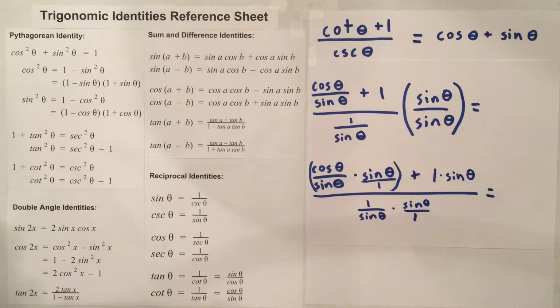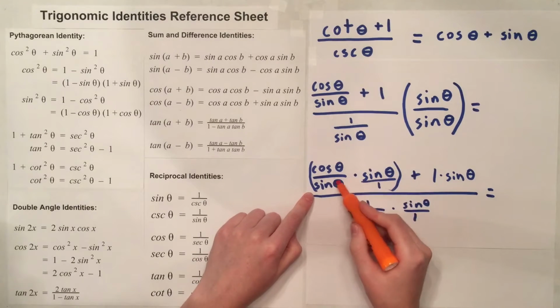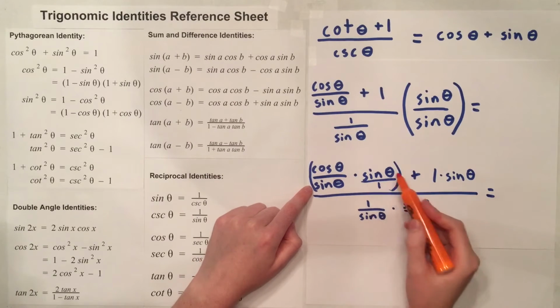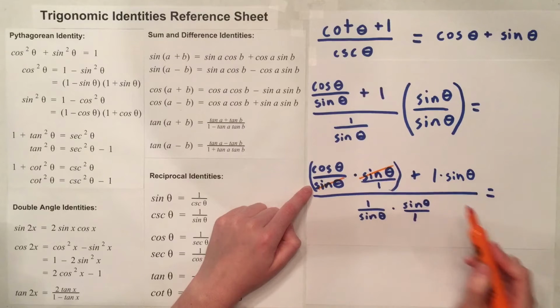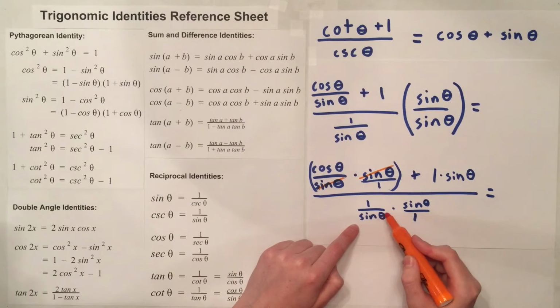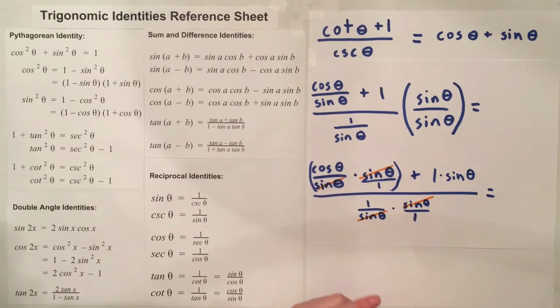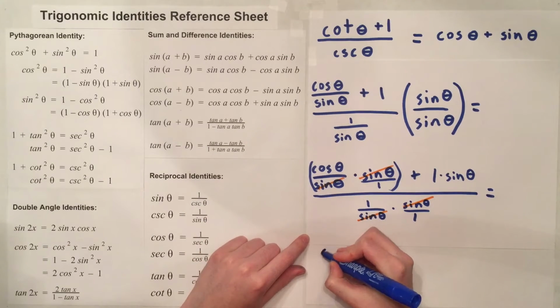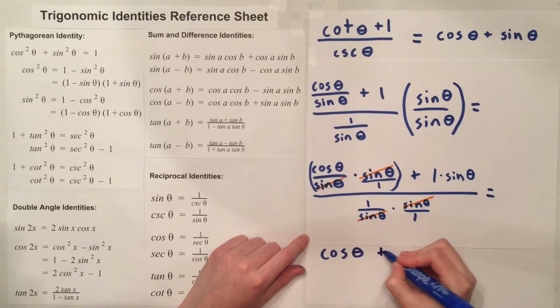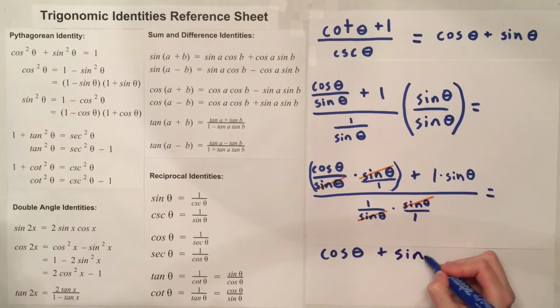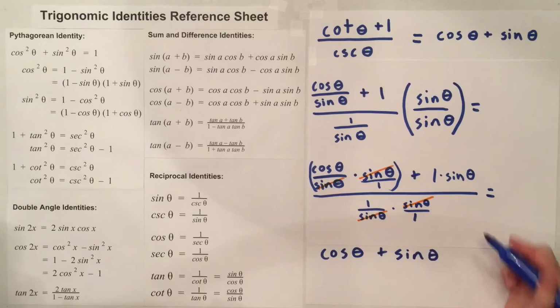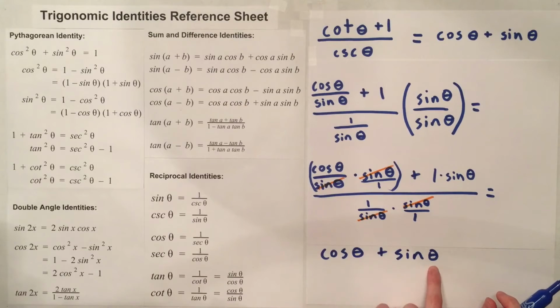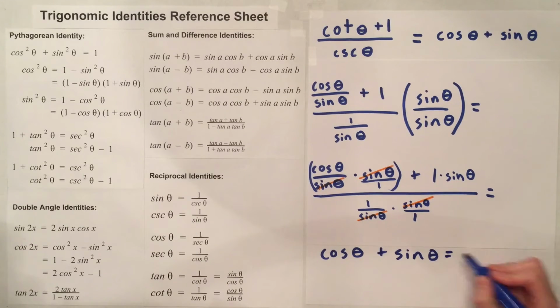So, once we multiply everything out and cancel what we can see here, when we multiply cosine over sine theta times sine theta, the sine thetas will cancel out. And the same thing will happen down here. The sine thetas will cancel out. So, when we bring down the cosine theta plus the sine theta, and we will just have 1 in the denominator, so this will still be the same as it is.